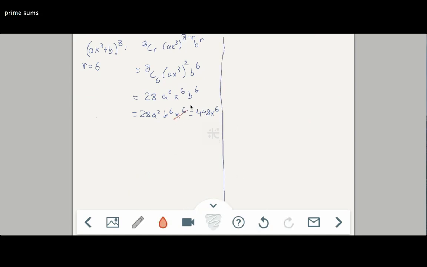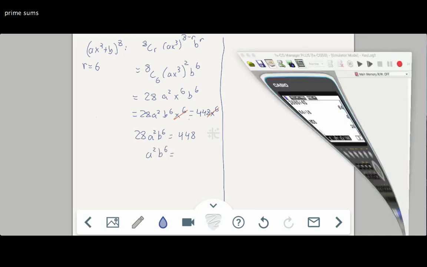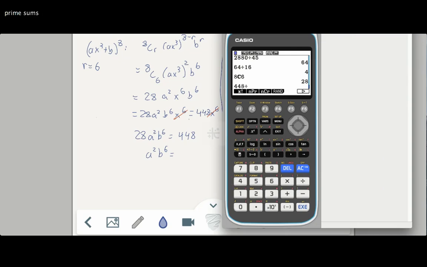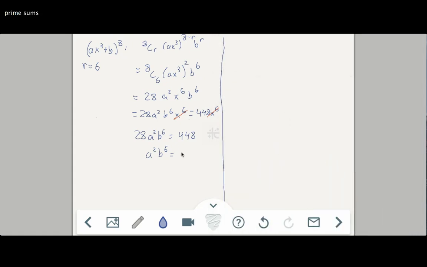If we cancel x to the 6 from both sides, we just have 28 a squared b to the 6 equals 448. Divide both sides by 28. A squared b to the 6 equals 448 over 28, which is 16. So we have our first equation for a and b: a squared b to the 6 equals 16.